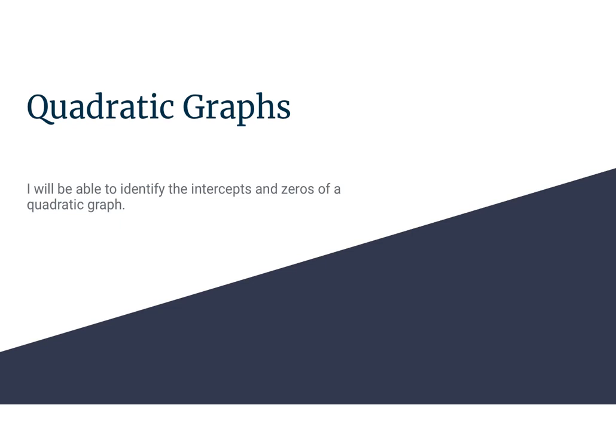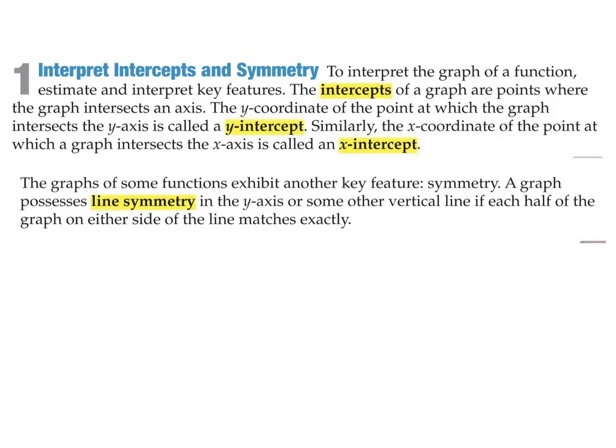Quadratic graphs. After watching this video, I will be able to identify the intercepts and zeros of a quadratic graph. So we want to recall what an intercept is. Remember that is any point that is crossing through an axis. So for example, a point that is crossing through the y-axis is called a y-intercept. And in the same way, a point that is crossing through the x-axis is known as an x-intercept.